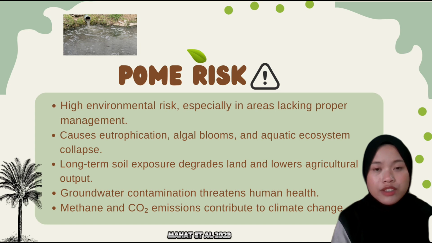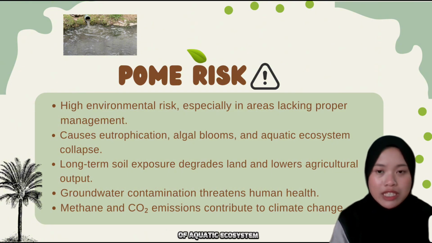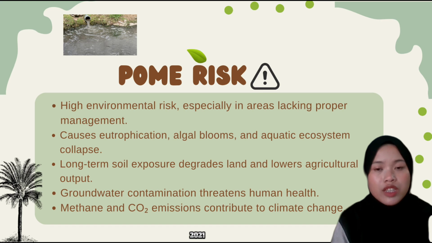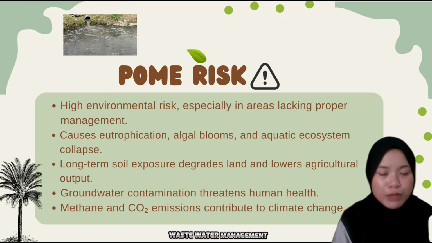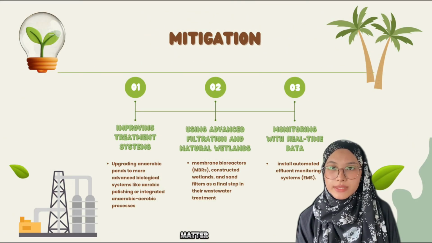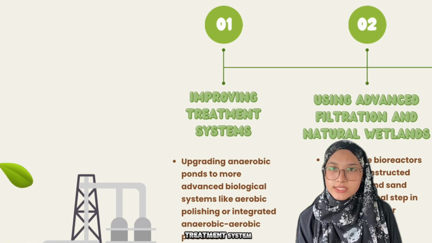Mahat et al. 2023 highlight that continuous discharge leads to chronic water pollution, resulting in eutrophication, harmful algal blooms, and the collapse of aquatic ecosystems. In agricultural areas, prolonged soil exposure reduces fertility and disrupts natural nutrient cycling. Additionally, Ahmad et al. 2023 warned that untreated POME can seep into groundwater, increasing health risks in communities lacking proper wastewater management.